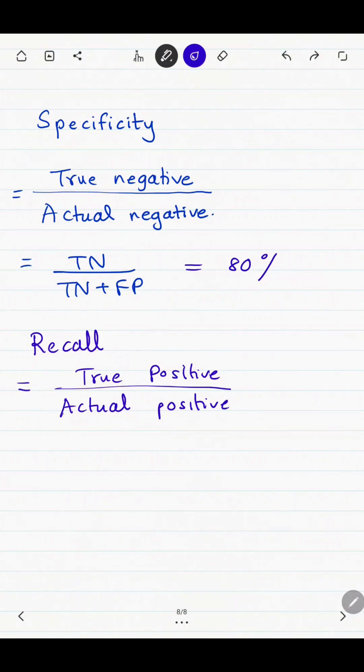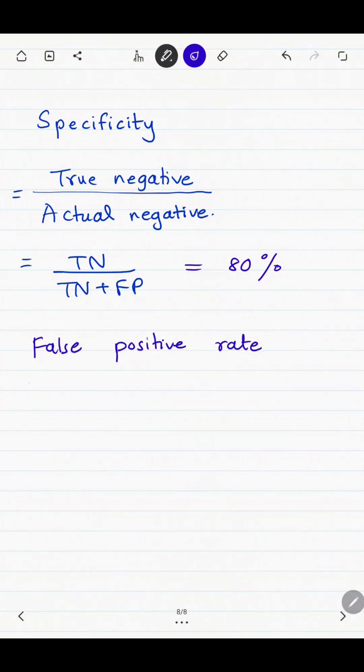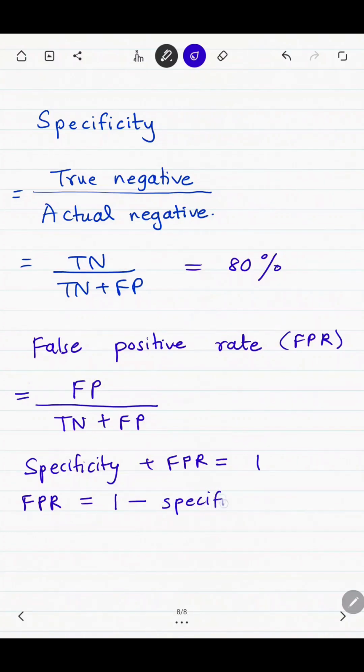False positive rate. False positive rate is, out of all the actual negatives, how many were wrongly predicted as positives. So false positives upon true negatives plus false positives. Now if you consider specificity is true negatives upon true negatives plus false positives, and false positive rate is false positives upon false positives plus true negatives, if you take the sum of both of them, you will find that the sum comes out to be 1. So these two basically add up to 1. So false positive rate is 1 minus the specificity.